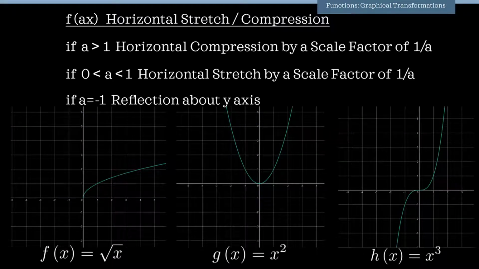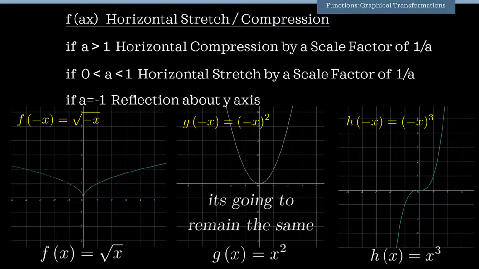Now let's look at the third case when the value of a is -1. We know when the value of a is -1, the graph is going to reflect about the y-axis. So after this transformation, my graph of f of -x is going to look like this. My graph of g of -x is going to look like this. And my graph of h of -x is going to look like this. Over here, I reflected each graph about the y-axis. Or if you don't want to learn it this way, you can multiply each x coordinate of the points by -1 to get the new x coordinate after the transformation.